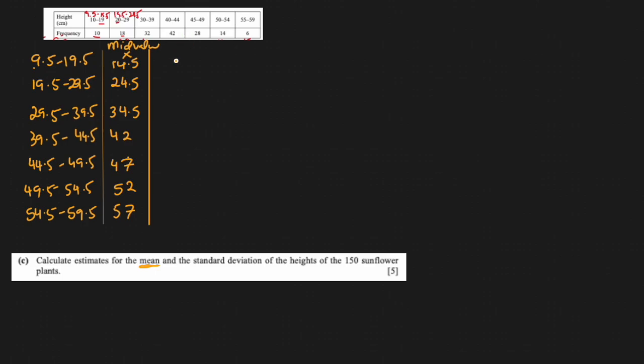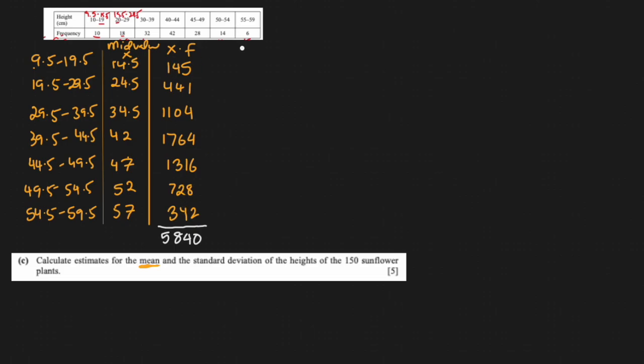Okay, found that. Now the next thing is that we multiply each x with its frequency. And what is the frequency? These are the frequencies, 10, 18, 32. That's what we'll do here. So 14.5 multiplied by 10, the first one, will be 145 and so on. So what I've done, I have multiplied each mid value with its frequency.